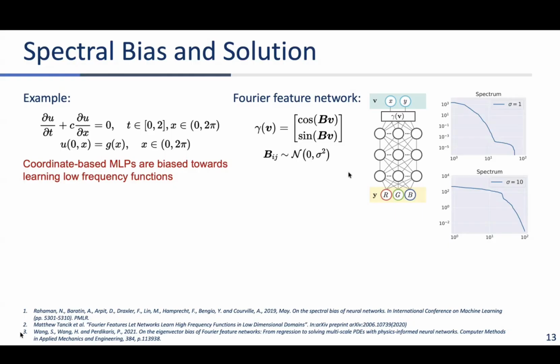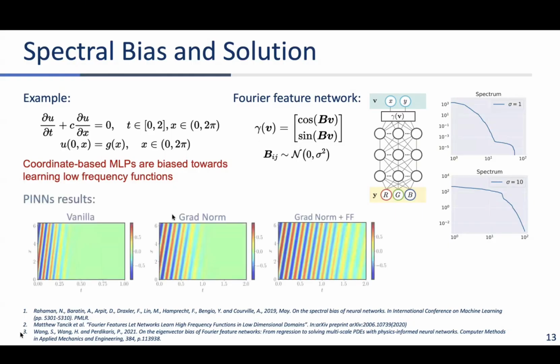Now let's see what happens if we apply this random feature network in PINN training. The results are summarized at the bottom. As you can see, if we combine those two techniques, gradient normalization and random features, we get much better predictions than before. But there is still some discrepancy between this predicted solution and the reference solution. So this indicates there are still some other issues we haven't identified yet.